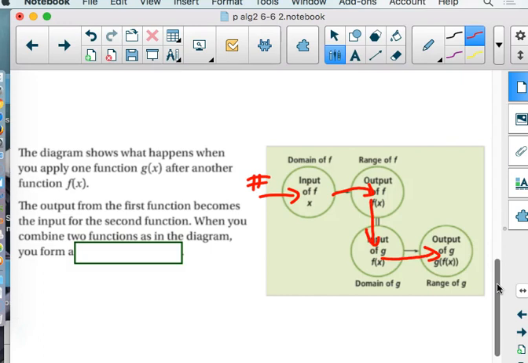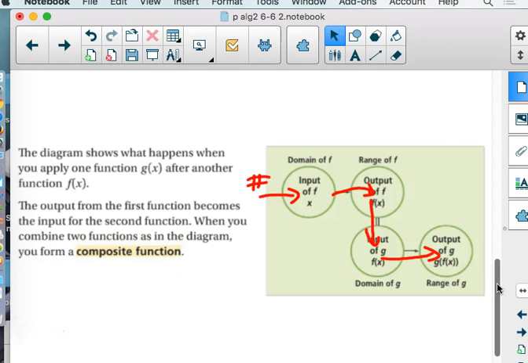So this is like a little machine, really, that is supposed to show us that we only have one input. We put it into the first function and then everything comes out all at the end. So when we talk about domain, what we really care about is which one are you starting with, because that's the one that lets you know what you can put into the function. So the output for the first function becomes the input for the second function. And when you combine 2 functions in this way, it is called a composite function. So we put them together.